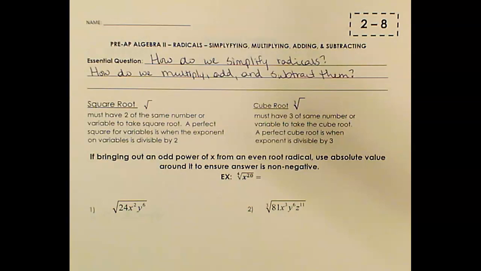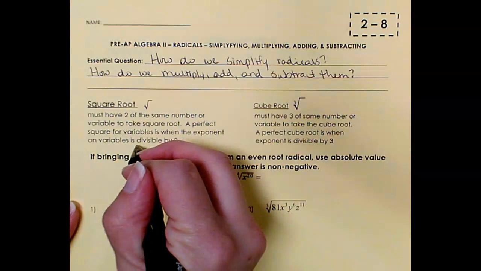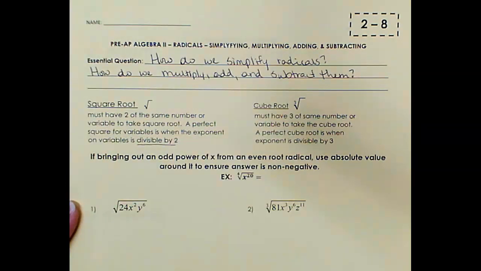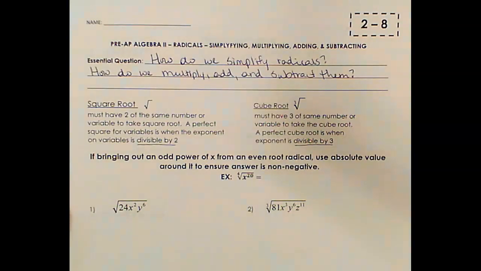So these are all things that we have mentioned before in class, especially when we talked about factoring using the difference of squares and perfect square trinomials, and then factoring using the sum or difference of cubes. And that's where this conversation started about a perfect square having an exponent divisible by 2 and a perfect cube having an exponent divisible by 3.